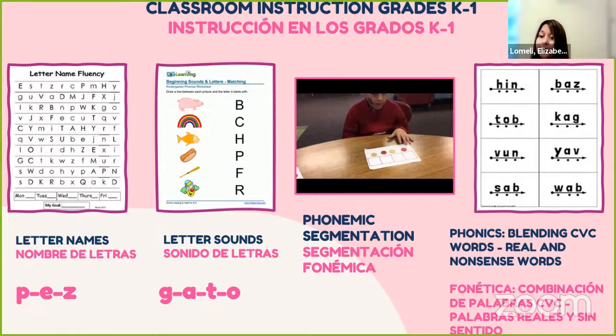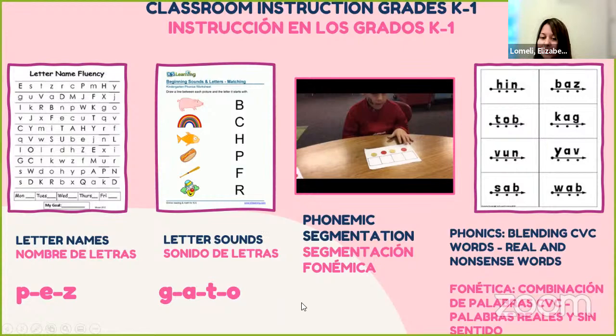In kindergarten and first grade, the children are learning to combine the sounds that the letters represent, and they're learning how to segment those sounds and blend them together to read real words and nonsense words.